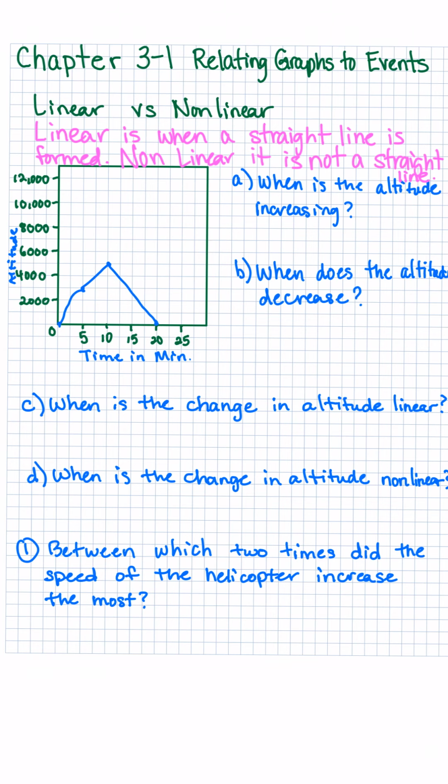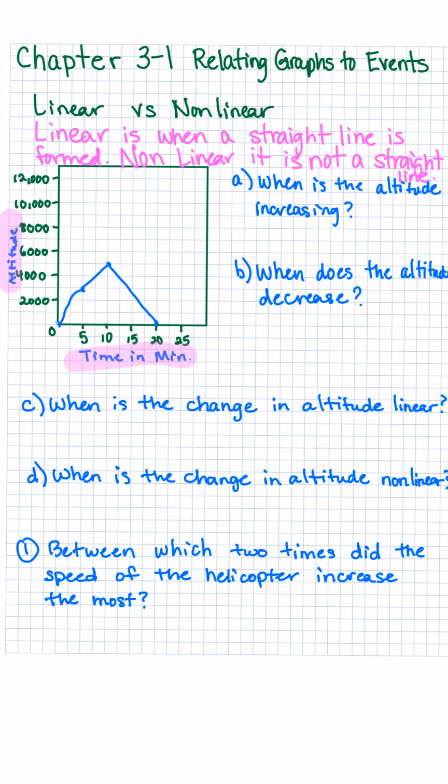So looking at this graph right here, we see that this beginning part, the line's not straight, but yet if you look right here, it is straight. So this is non-linear on this side and linear on that side. So let's go ahead and look at this graph. It's showing the altitude of a helicopter, so how high it's going, and the time it takes to get there.